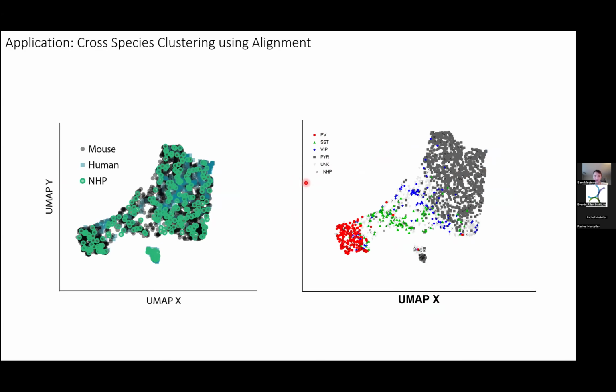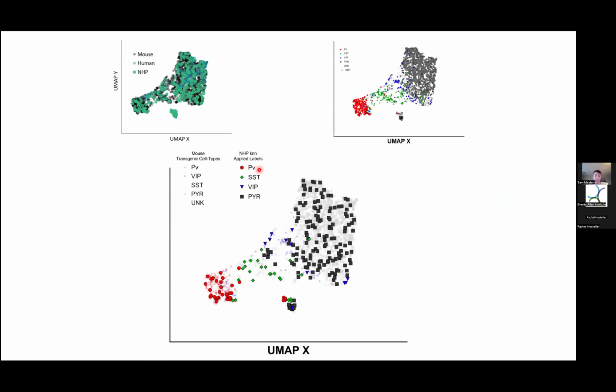Finally, we did take a little bit of a look at the mouse labeling, and we wondered what would happen if we were to transfer that mouse labeling to our NHP data. So we did so here. Here I have the mouse transgenic cell types labeled in transparent, and I've labeled our NHP data based on its nearest mouse neighbor in the data set with a solid color. And you can see we do see good label transference here, and the PV cells are where the PV cells are, and the pyramidal, and so on.